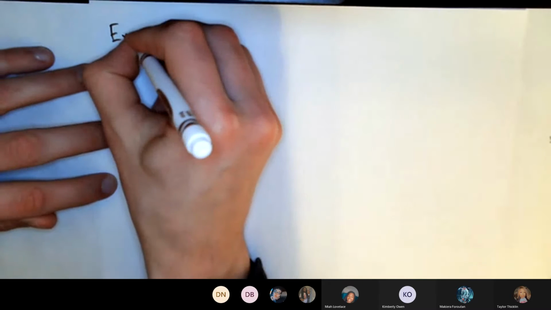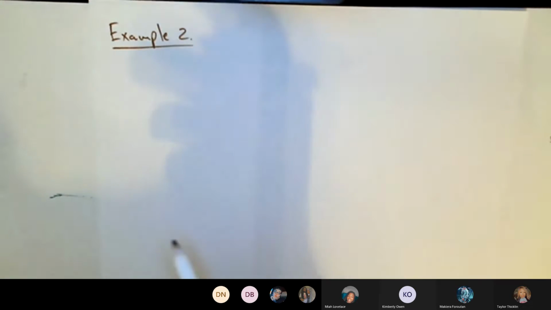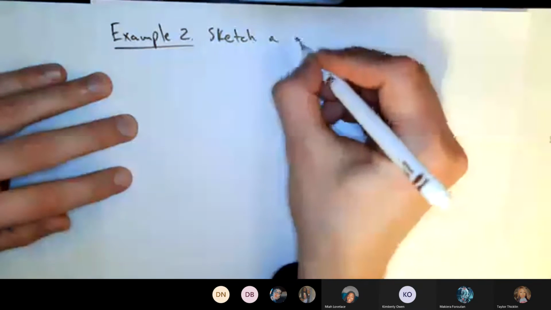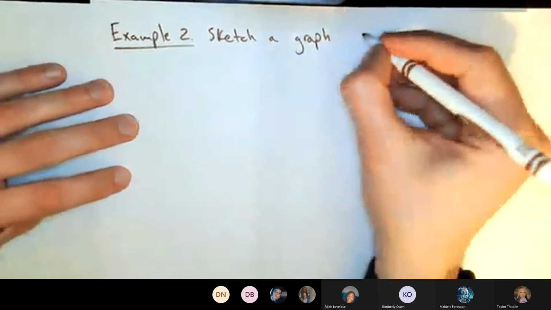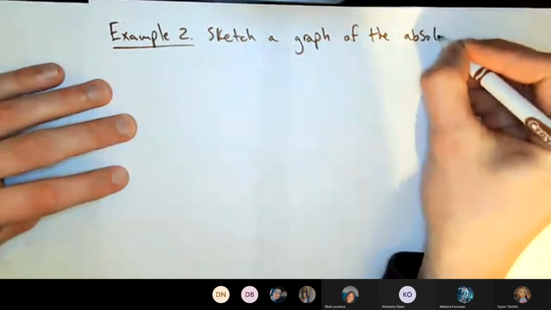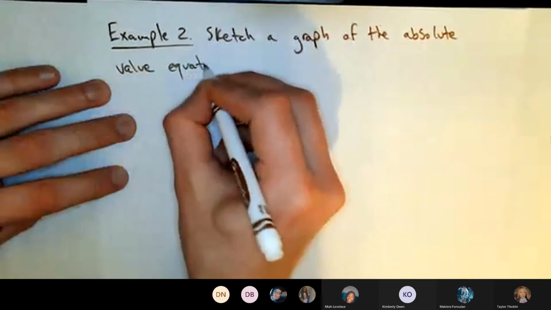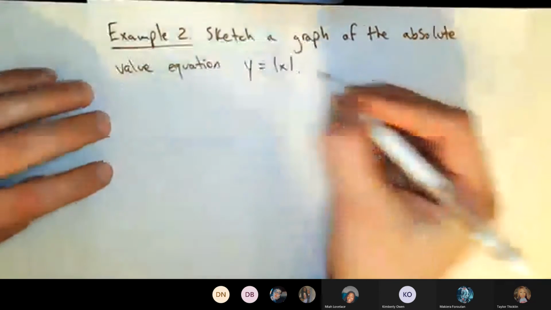Let's do something that I often skip in my 112 classes, and it always comes back to bite me, so I'm going to not skip it this time, which is to sketch a graph of the absolute value equation y is equal to absolute value of x.